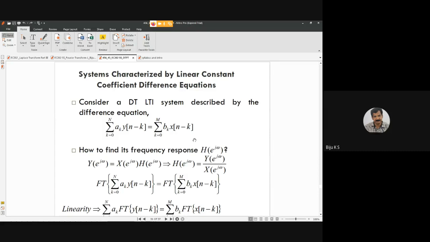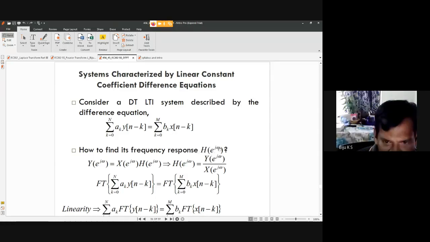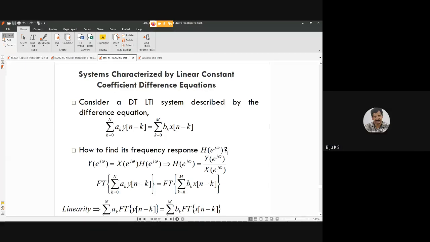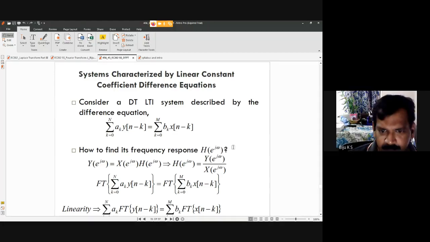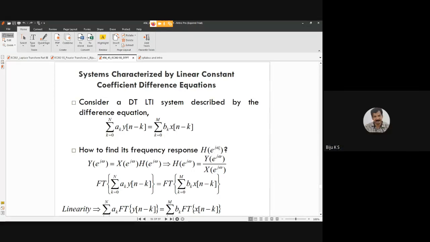So how do you find the frequency response of this system? The frequency response is equal to H(e^{jω}). So we can find H(e^{jω}), and that will be the frequency response. If you take the magnitude of H(e^{jω}), we can obtain the magnitude response. And if you take the angle of H(e^{jω}), we can get the phase response. So how do we find H(e^{jω})?